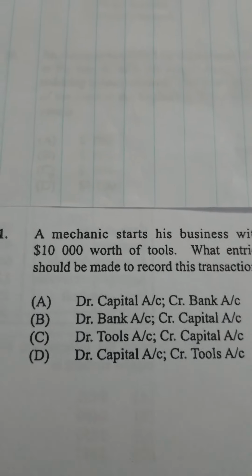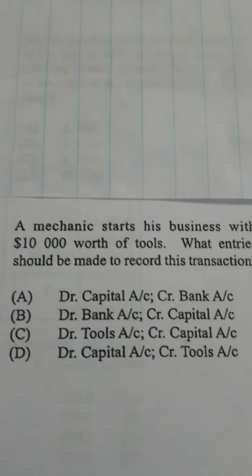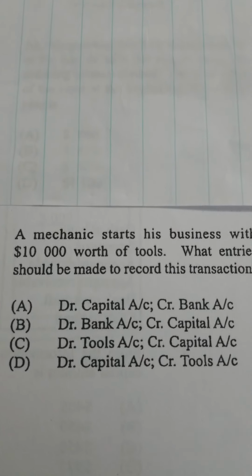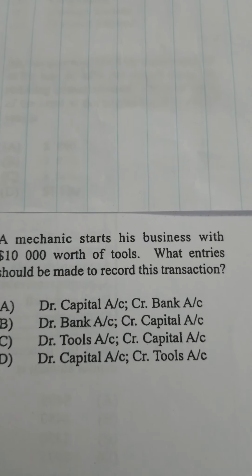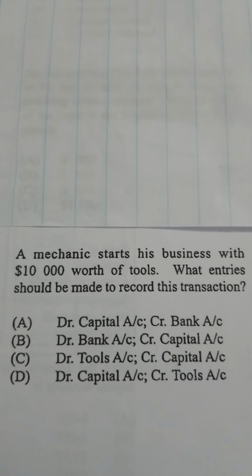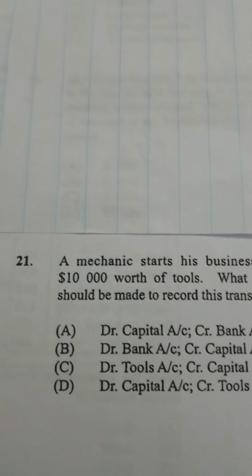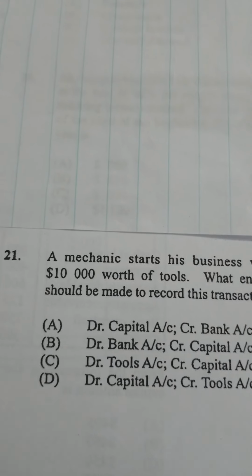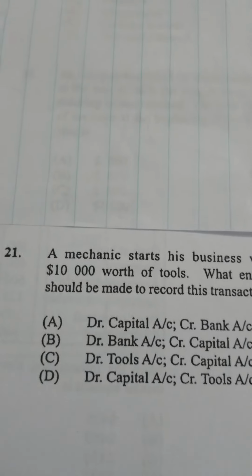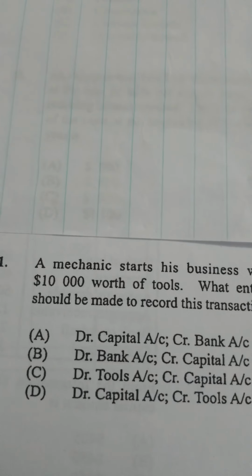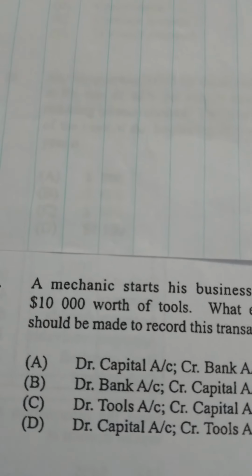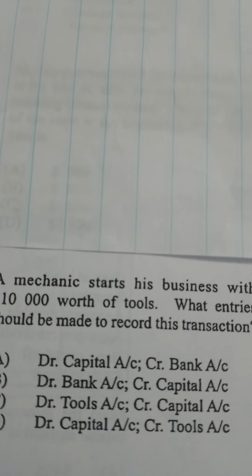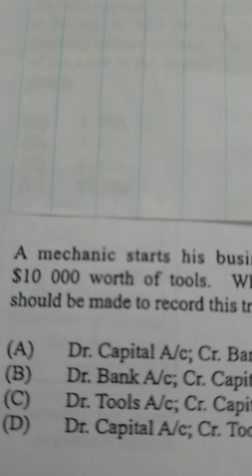Now, whenever you are starting a business by putting in either money or assets into the business, that is referred to as capital. So if you're starting the business with $10,000 worth of tools, then the tools are a fixed asset. So it is capital. Two accounts are affected: capital and tools. Let's see which option would be appropriate. We would debit the tools account and credit the capital account, and that will be C.